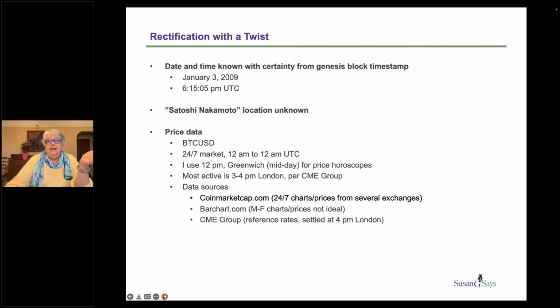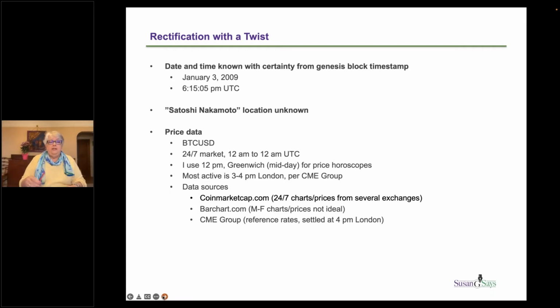So as you know, isn't this a conundrum for astrologers? Typically, when we're trying to rectify a chart, we know the date and the location, but not the time. With Bitcoin, we know the date, we know the time down to the seconds: January 3, 2009, 6:15:05 p.m. UTC. We have no idea what the location is because the anonymous founder, Satoshi Nakamoto, whether that's a person or a group or whatever, we have no idea where he or they or she was.